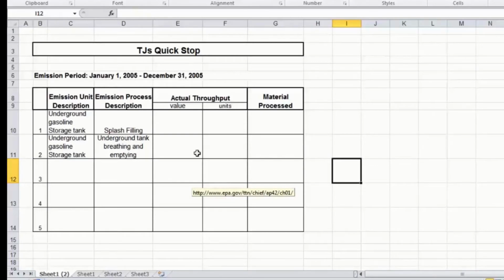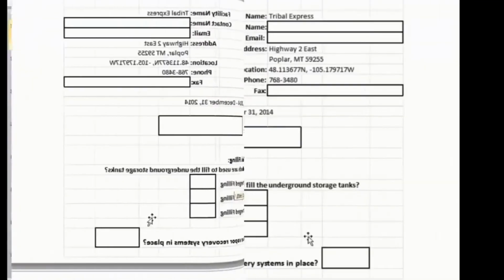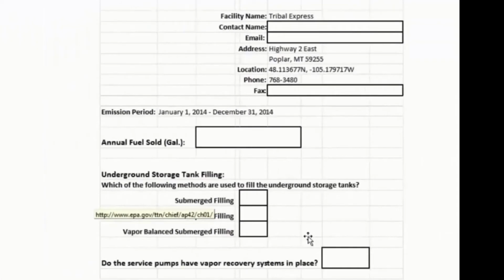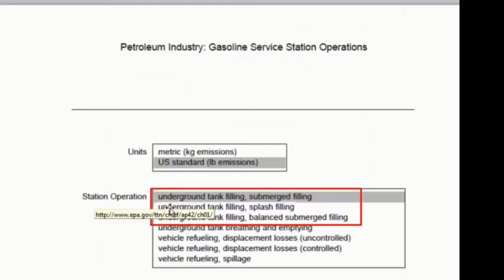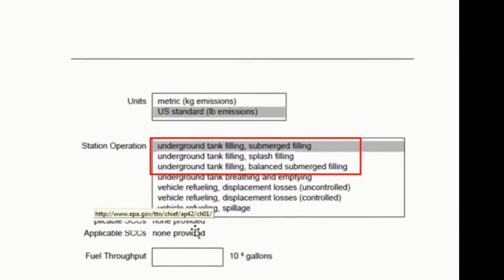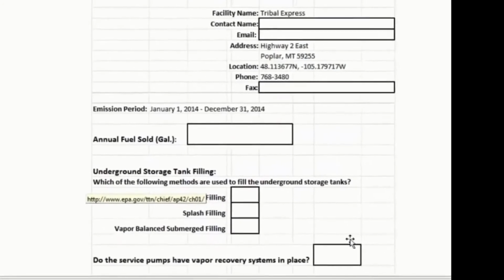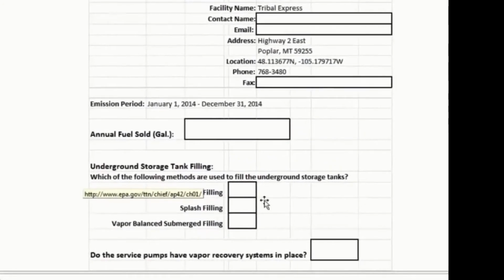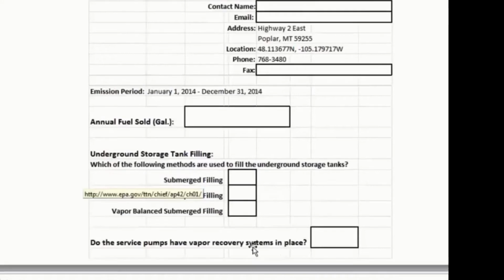I didn't even really probably know what I was talking about, but I had just seen that this is what's asked for gas stations. You know, it's a lot easier to ask how much fuel was sold last year rather than asking their throughput in 10 to the third gallons. Also easier just to ask how their underground tanks are filled, giving them the options available from the calculators, and a simple yes or no answer if they have recovery systems in place.